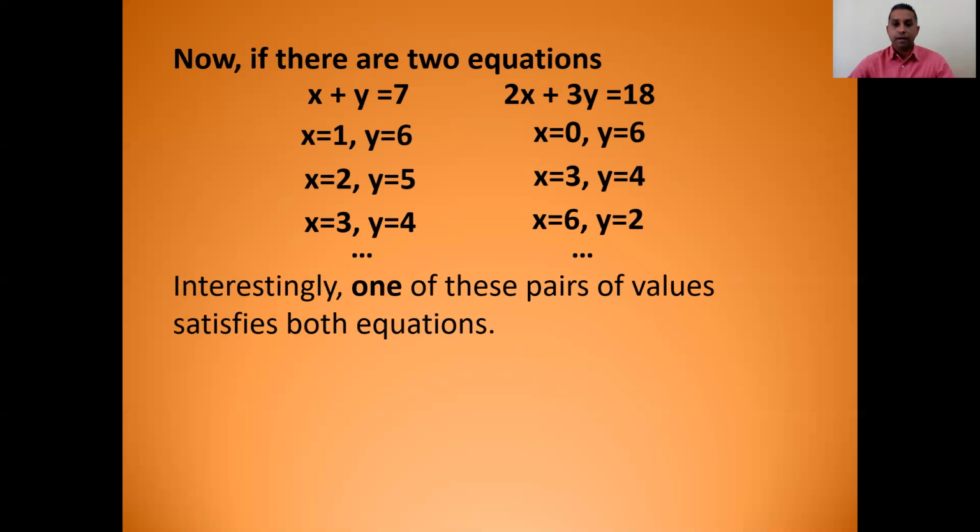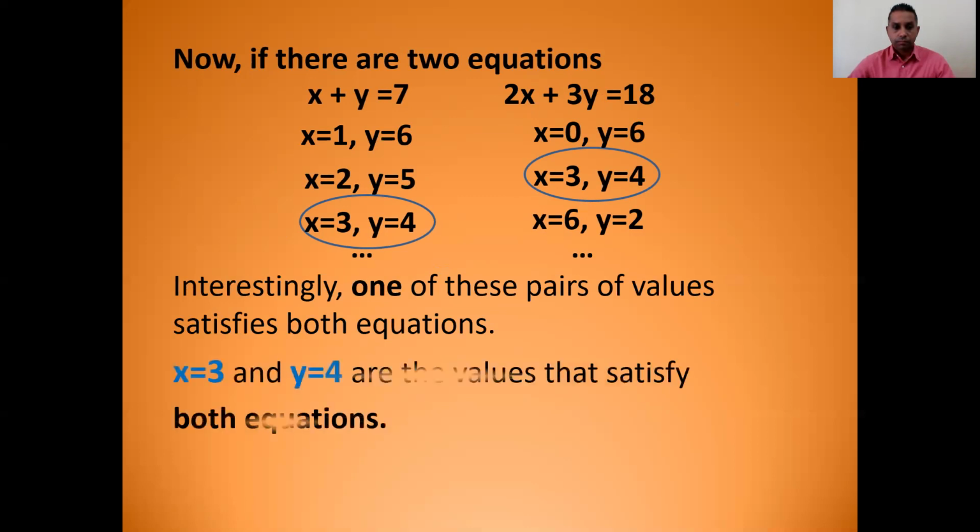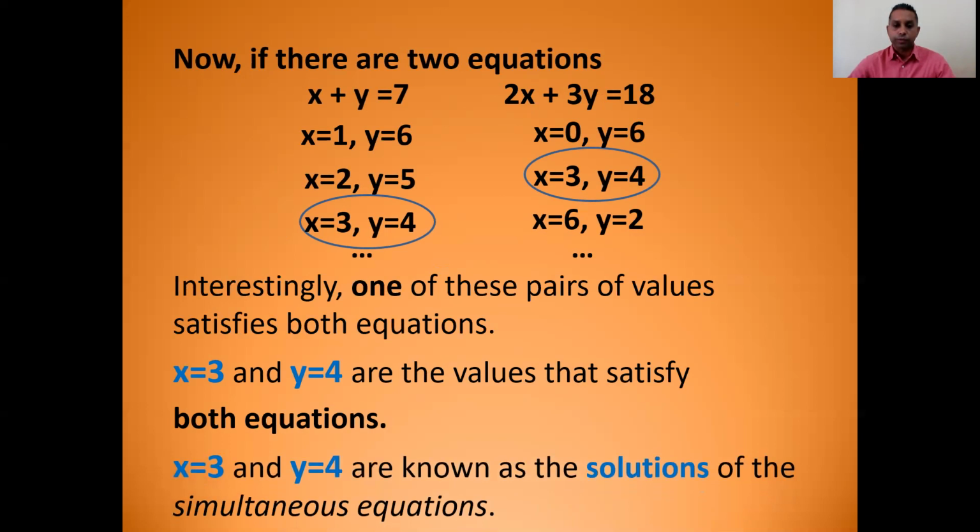Interestingly, one of these pairs of values satisfies both equations. Yes, you have clearly identified this pair as x = 3 and y = 4. So x = 3 and y = 4 are the values that satisfy both equations given. We say that x = 3 and y = 4 are the solutions of the simultaneous equations. This brings us to the definition of simultaneous equations.